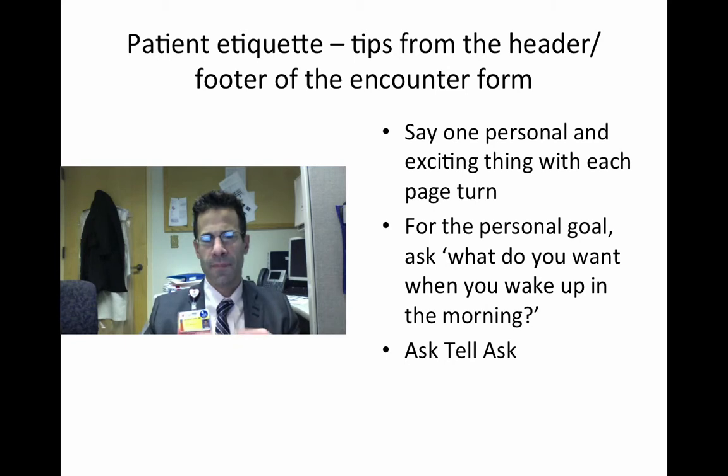So if you're on the section about red flags, rather than say, a red flag is something that gives you a sign that your condition is getting worse and you need to do something, you want them to think about it first. So ask them, what is a red flag? Do you know what that term means? And then they can guess something, and then you can say, yeah, a red flag is like a sign that your condition is getting worse.